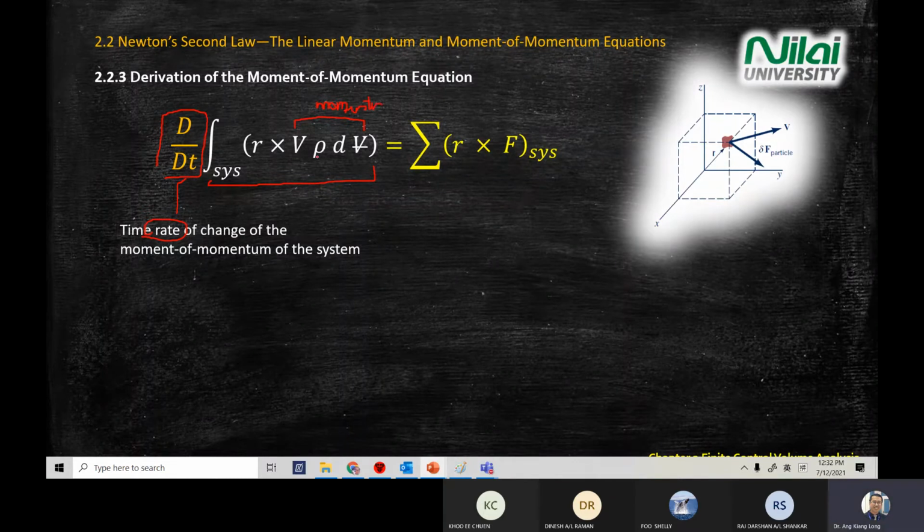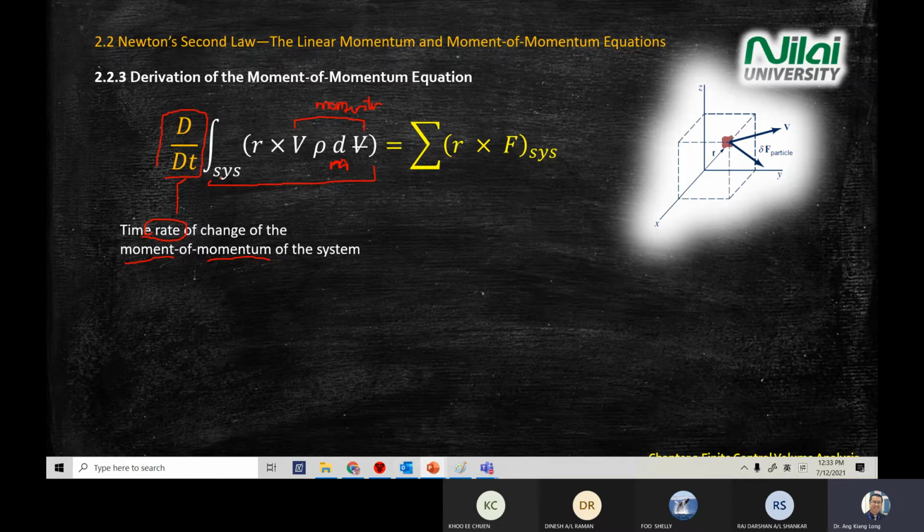How do you know momentum? Just derive. Rho, density, times volume, you get mass. Mass times velocity, you get momentum. Momentum cross R, we call it moment of momentum. Moment of momentum, because you take an arm, cross a momentum, it becomes moment of momentum.